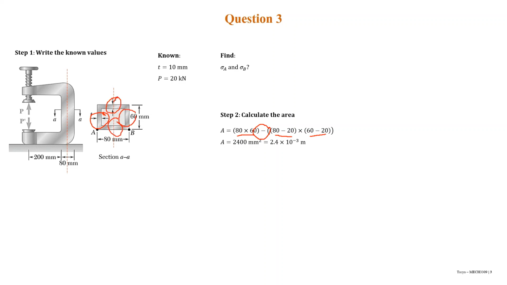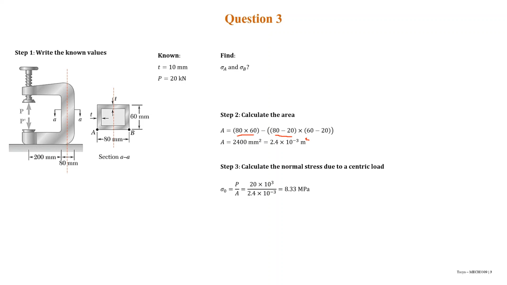So 10 multiplied by 2 is 20. That's why it is 80 minus 20 multiplied by 60 minus 20. And we found the area is 2,400 millimeter square, or since we're dealing with meter, we need to convert that to meter. And the area is 2.4 multiplied by 10 to the power of minus 3 meter square. Sorry, I forgot to put square here.